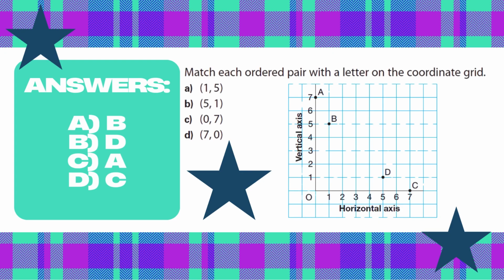Here are your answers. The ordered pair 1 and 5 are represented on the coordinate grid by the letter B. The next ordered pair, 5 and 1, are represented on the grid by the letter D. The ordered pair 0 and 7 are represented on the coordinate grid by the letter A. And finally, the last ordered pair, 7 and 0, are represented on the coordinate grid by the letter C.